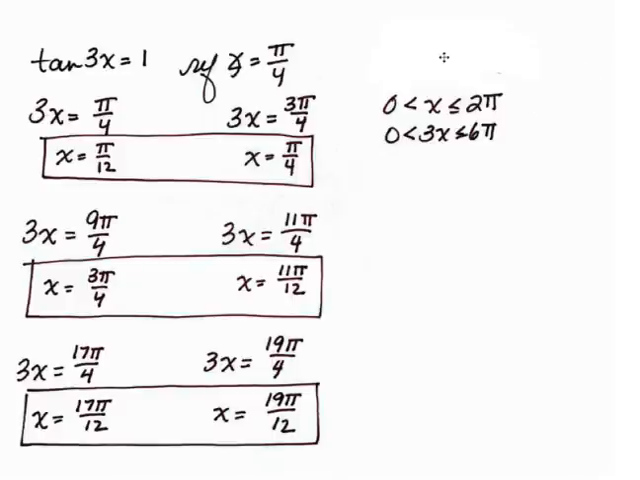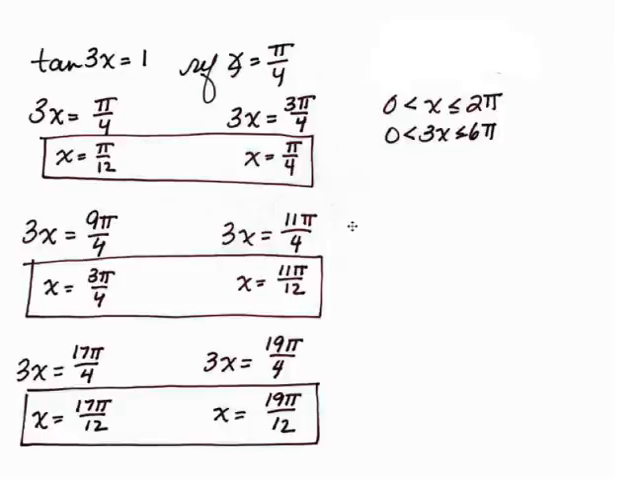Here we go. I recognized that the reference angle was going to be pi over 4. I adjusted my constraint. I had 0 to 2 pi for x, but 3x is between 0 and 6 pi, multiplying each of those by 3, of course. So on my unit circle, 3x is going to equal pi over 4, or it's going to equal 3 pi over 4. I then took each of those and I added 2 pi to it, and I got 9 pi over 4 and 11 pi over 4.